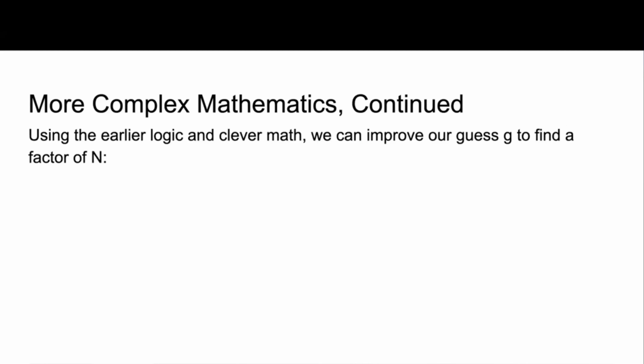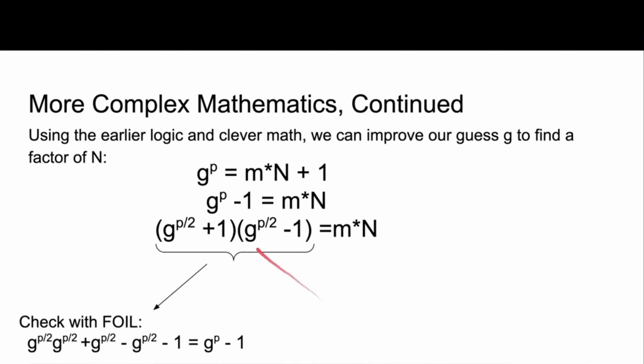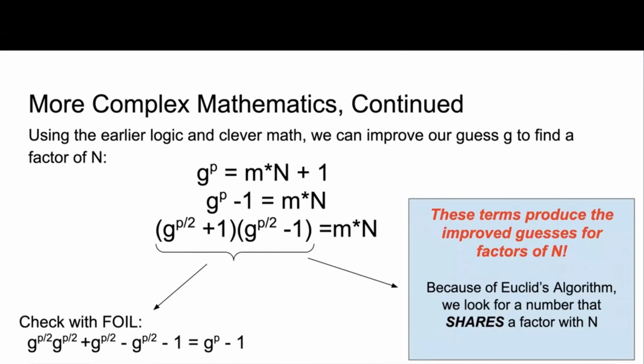Using that earlier logic we just described, we can improve our guess of g in order to find a factor of n. So here we have g raised to the p is equal to m times n plus 1. Let's move that 1 over to the other side of the equal sign, and we're able to expand the left side of our equation in order to define g raised to the p over 2 plus 1 times g to the p over 2 minus 1 is equal to m times n. We can check with FOILing to see that both of these expressions on the left of the equal sign are equivalent.